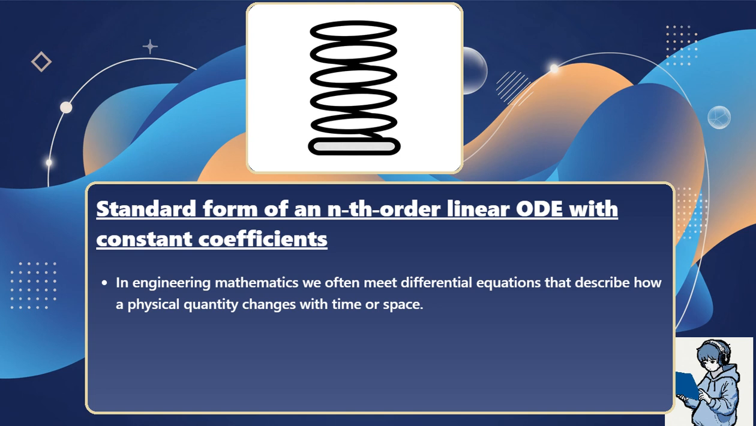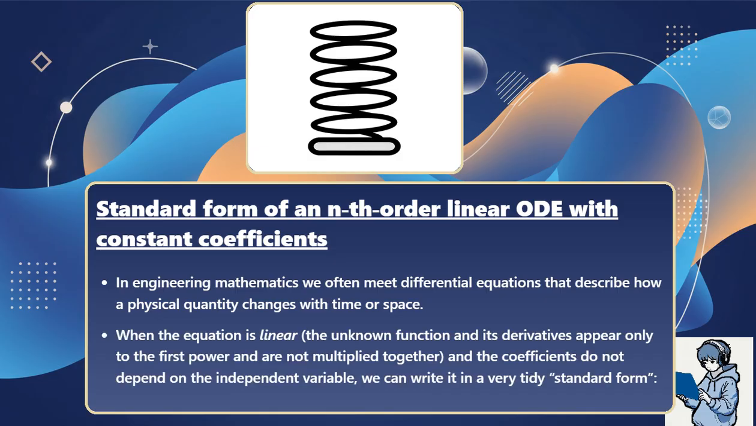In engineering mathematics, we often meet differential equations that describe how a physical quantity changes with time or space. When the equation is linear, the unknown function and its derivatives appear only to the first power and are not multiplied together, and the coefficients do not depend on the independent variable. We can write it in a very tidy standard form.